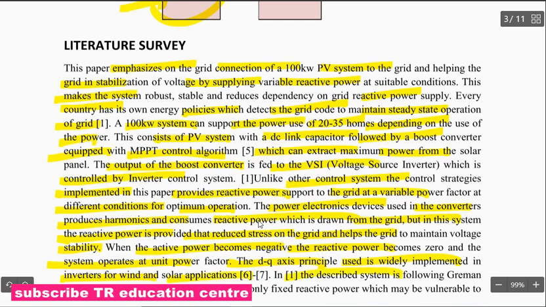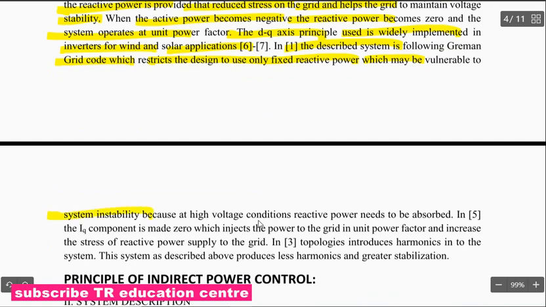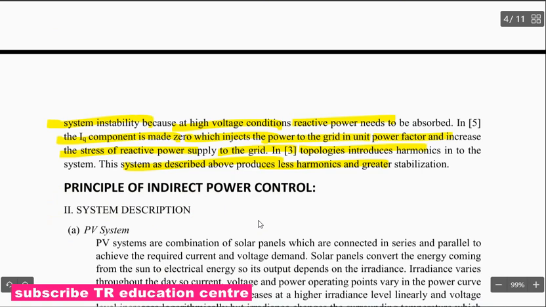This describes a system following the German code, which restricts the design to use only fixed reactive power, which may be vulnerable to system instability because at high voltage conditions, reactive power needs to be absorbed. The IQ component is made zero, which injects power to the grid at unity power factor and increases the stress on the reactive supply to the grid. The topology introduces harmonics in the system, and the system as described above produces fewer harmonics and greater stabilization.